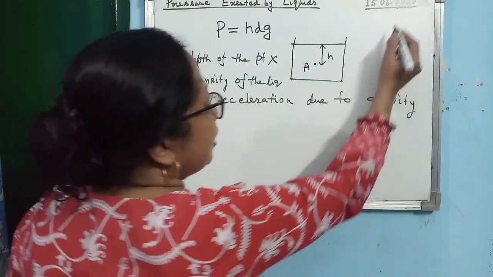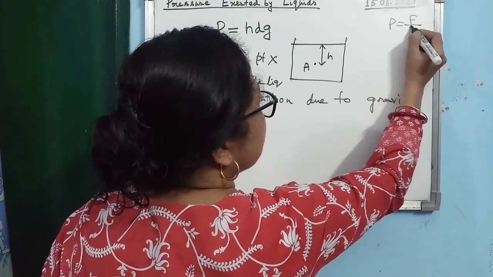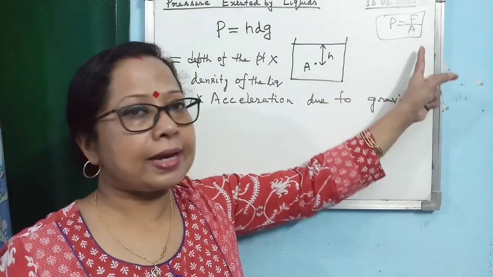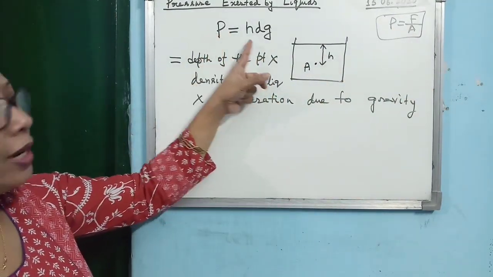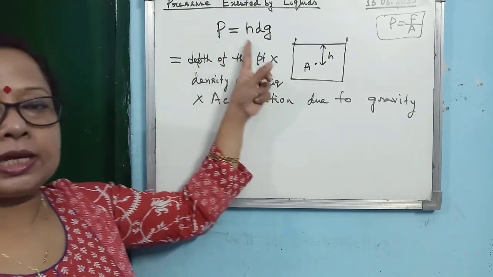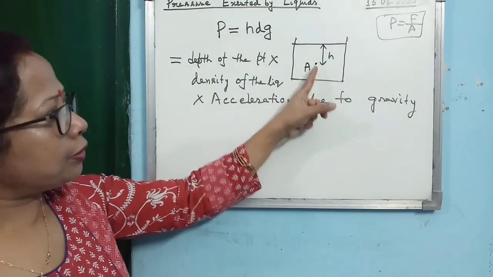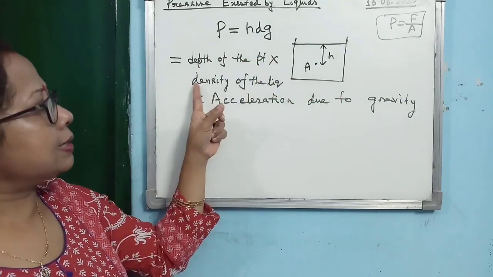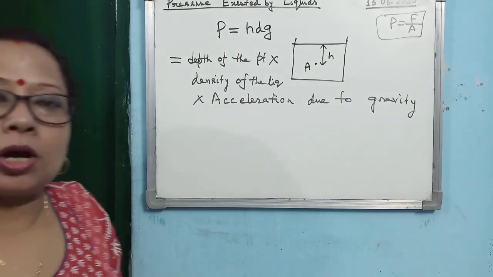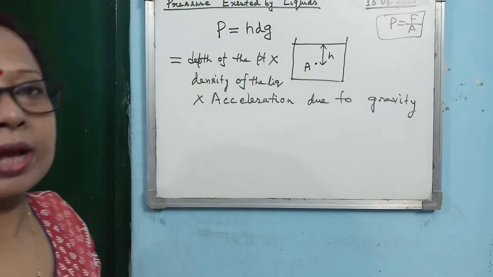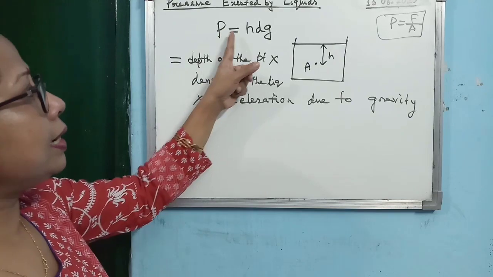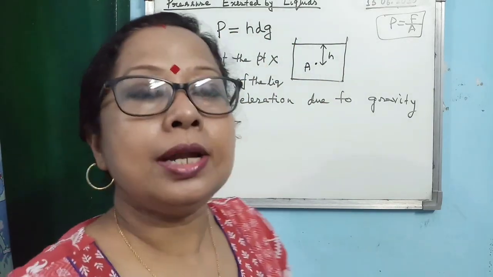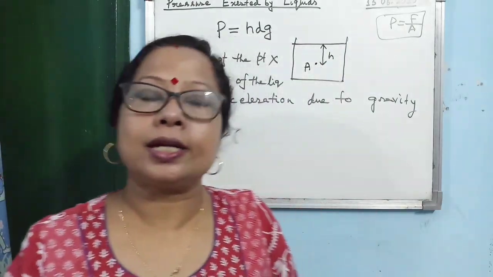Unlike solid pressure, I hope you remember the solid pressure expression we wrote, F by A. But what is the expression for liquid pressure? It is H into D into G. H is the depth of the point from the free surface, D is the density of the liquid, and small g is acceleration due to gravity. So in this expression for liquid pressure there is no area. Liquid pressure never depends on area, whereas solid pressure depends on area.